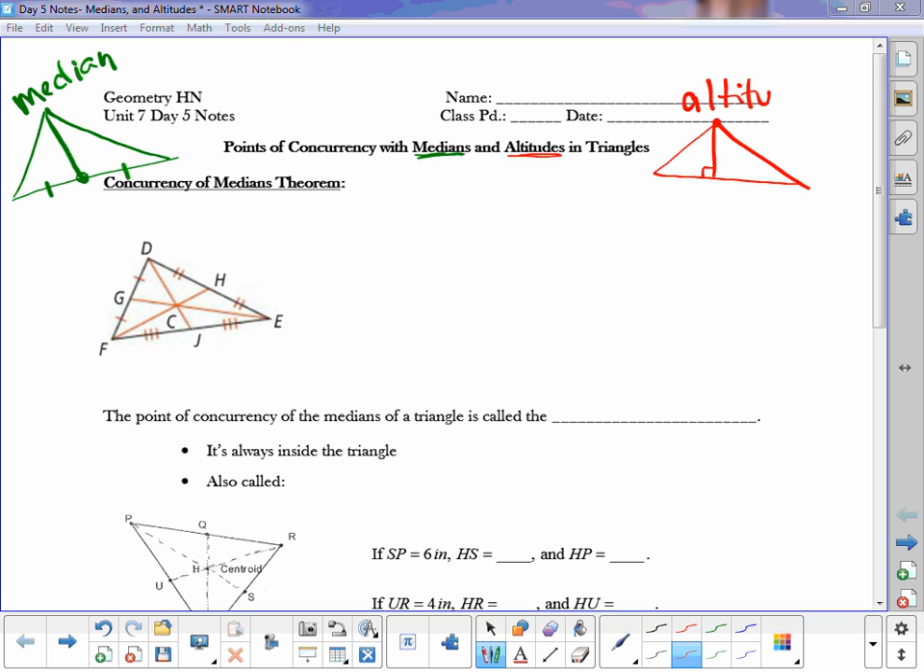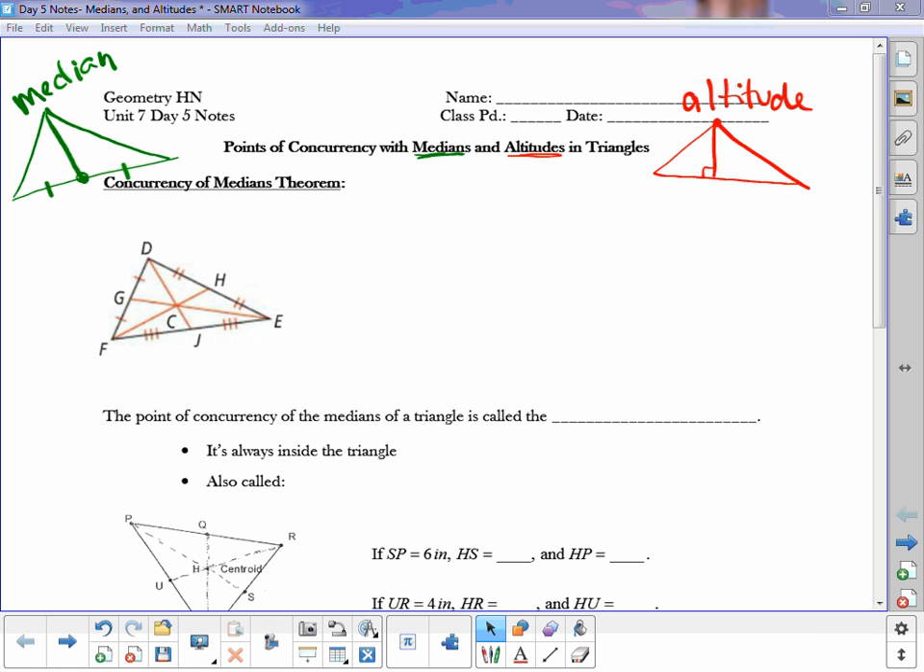I think these are the hardest to draw. Sometimes what I like to do is turn my paper so that I have the vertex of the triangle at the top, and then just take my pencil and adjust it until it looks like it's hitting at that 90-degree angle. All right, how many altitudes do I have in a triangle? 3. Okay.